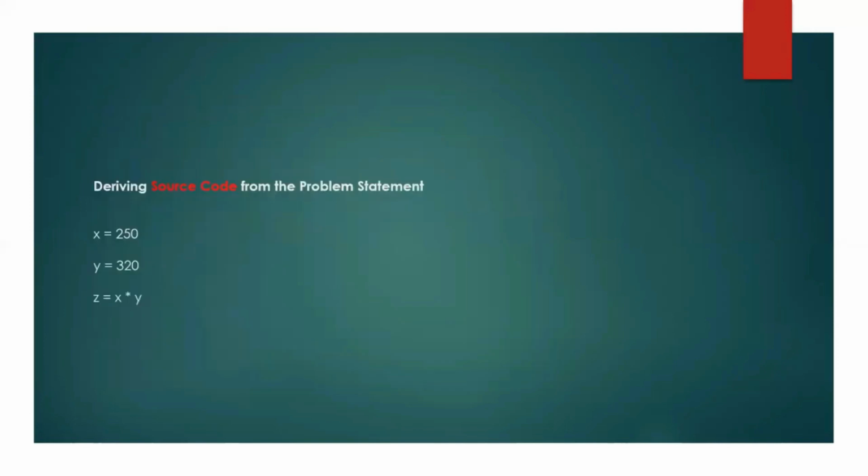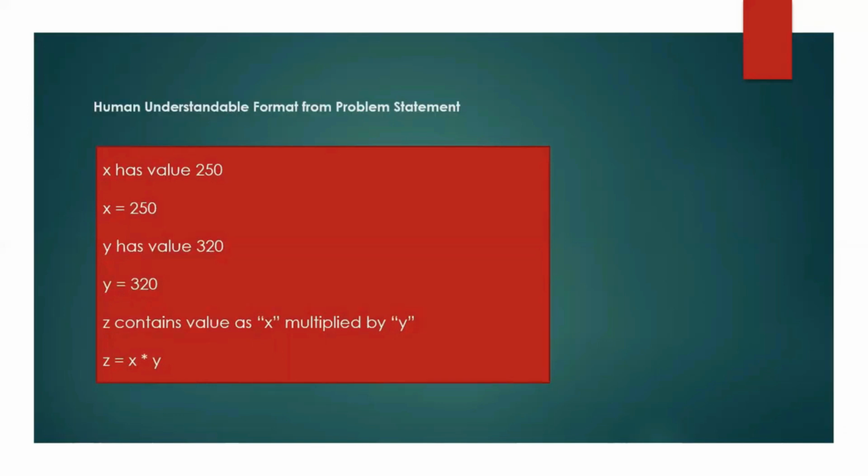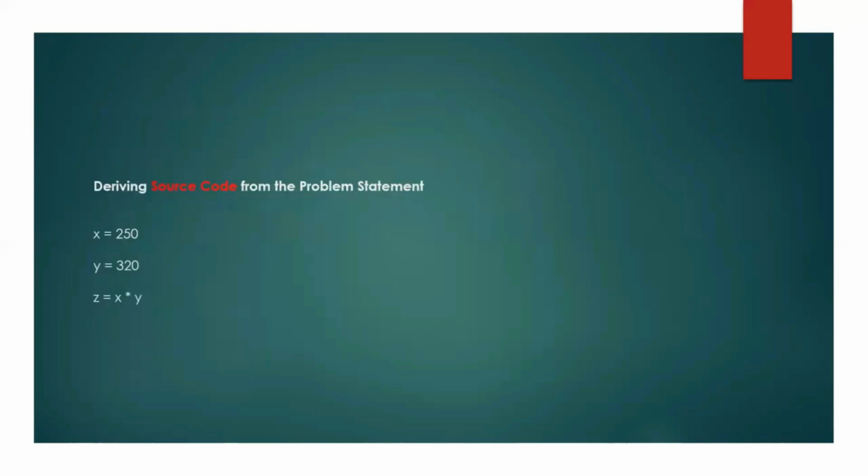Now let us move on. We need to derive the source code from the problem statement. Here it is written in the form of the English language. Now we are converting the same instructions from English to source code, where X is equal to 250, Y is equal to 320 and Z is equal to X multiplied by Y. So we will get the output of the multiplication of two numbers.